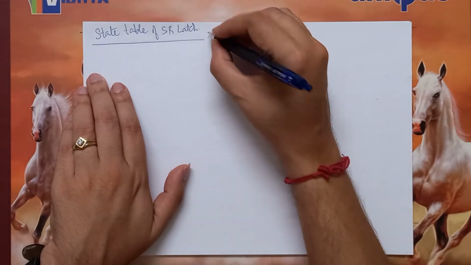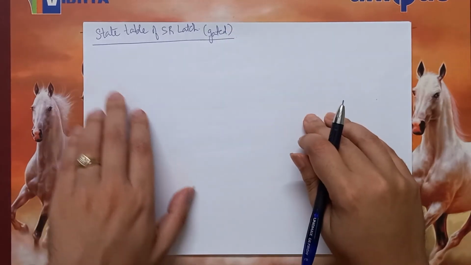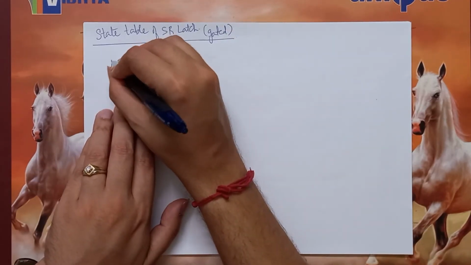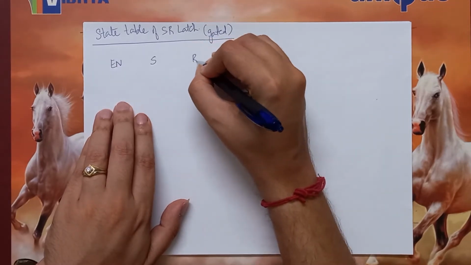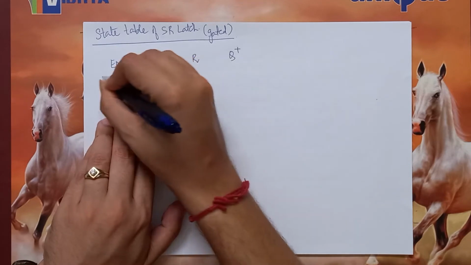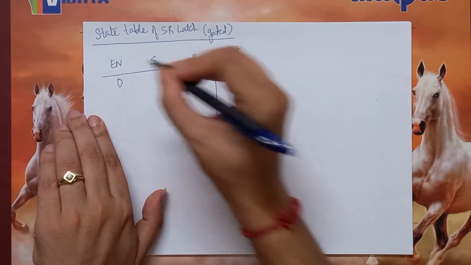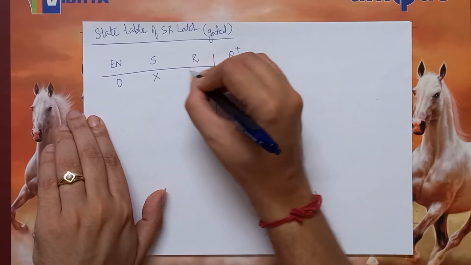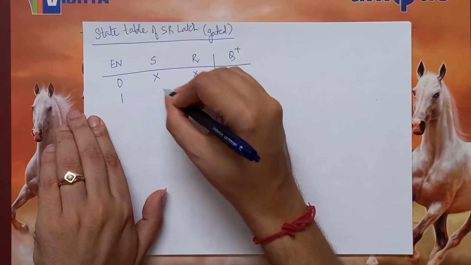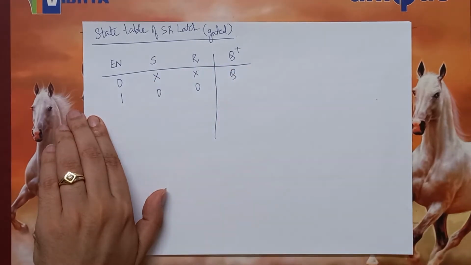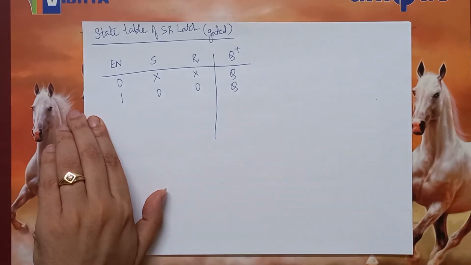State table of the SR latch, I will say the gated SR latch. So let us write this down in terms of the enable input. When enable is 0, it does not matter what S and R are, Q plus is equal to Q. When enable is 1, we will consider the values of S and R. When S and R are 0, 0, Q plus is still equal to Q.